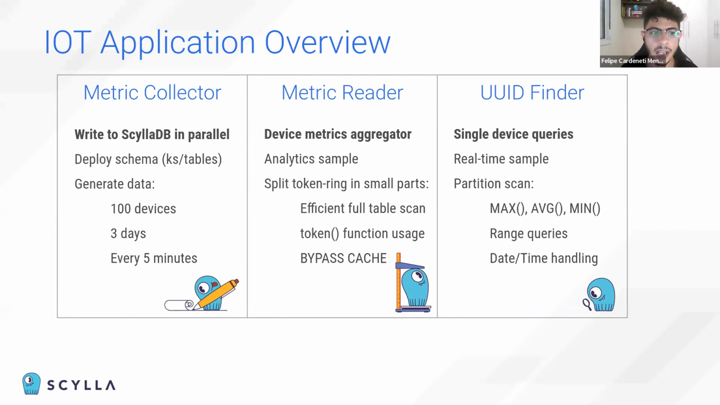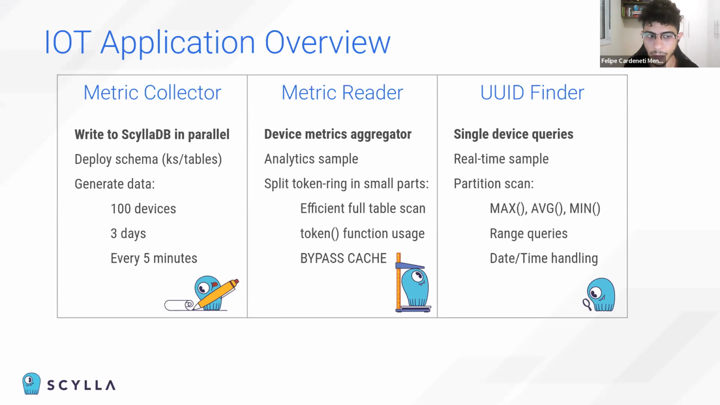Our sample code is a simple application that simulates 100 IoT devices recording temperature samples against the database every 300 seconds or 5 minutes for a period of 3 days. It demonstrates an append-only time series type of use case. So the first program that we are going to see is called metric collector. This program, simply put, will create the necessary resource, keyspace, and table on the database and generate and write data to it.